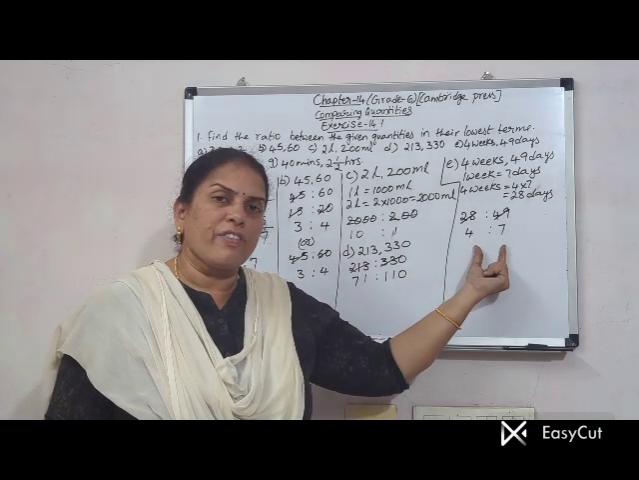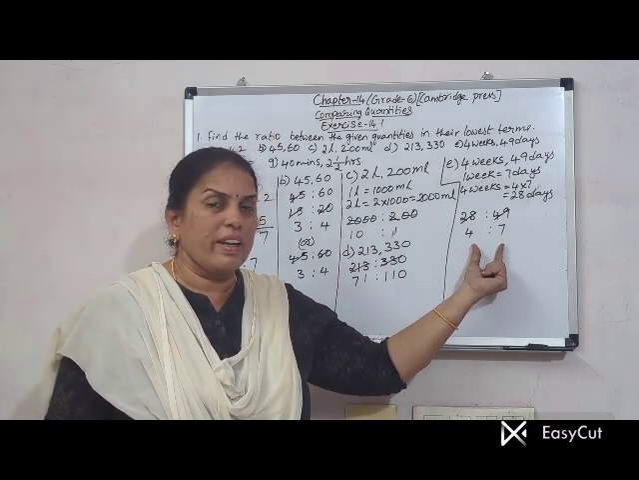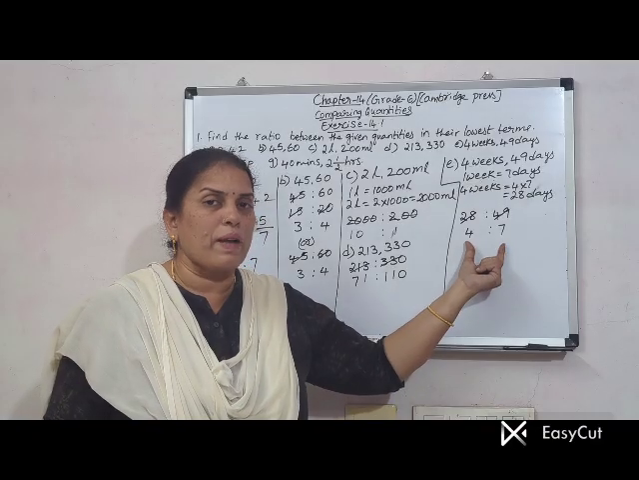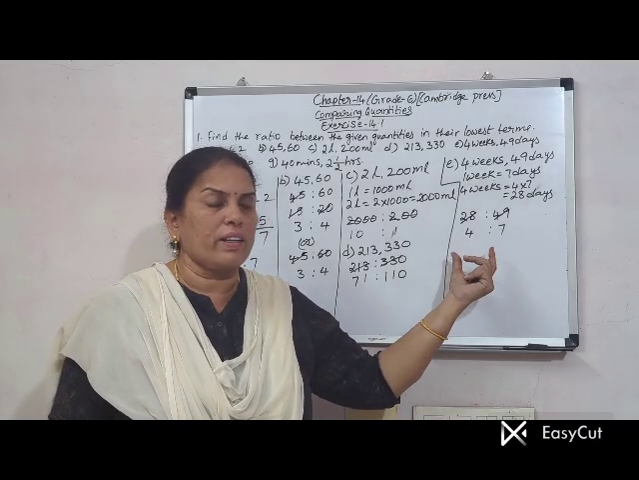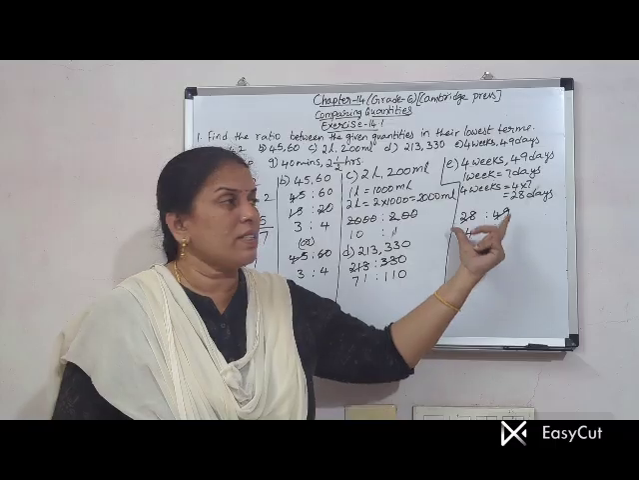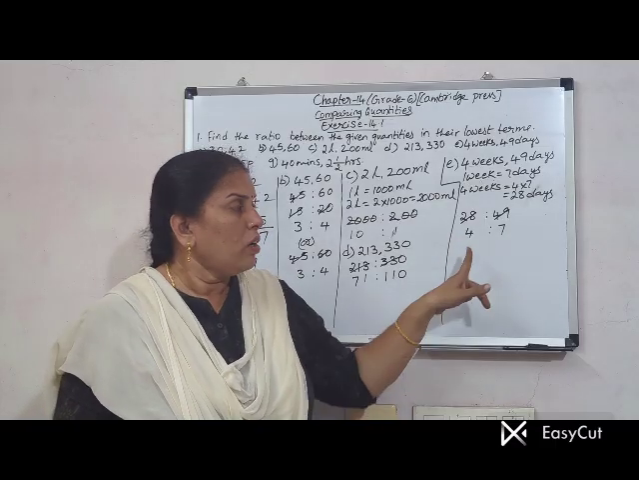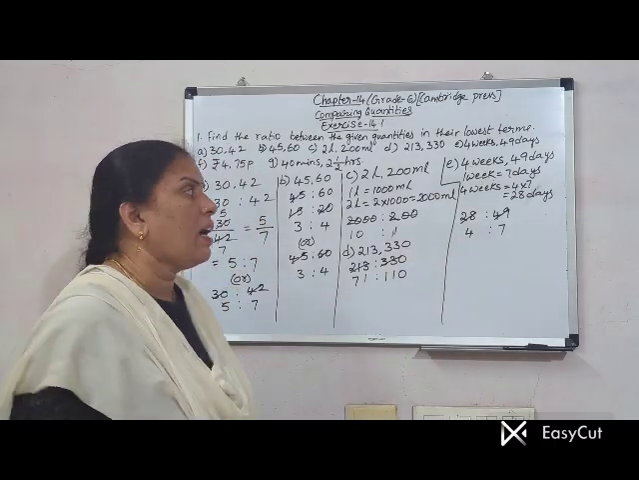Is there any common factor for these two numbers? No. They are co-primes. They do not have any common factor. So this is the lowest term, the simplest form. Okay. What is the answer? 4 is to 7 is the answer.